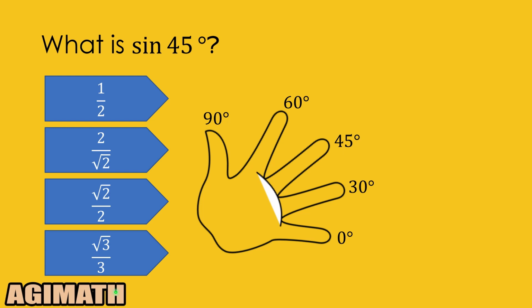So 45, so we are going to hold on our finger that is equal to 45. I'm just going to use this symbol, meaning we are holding on the middle finger. Now we are going to use this formula.